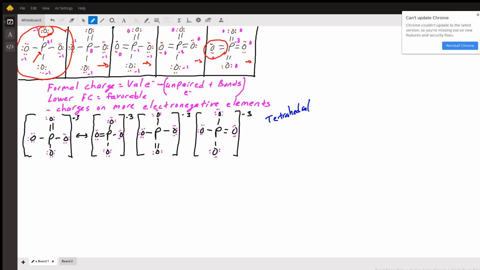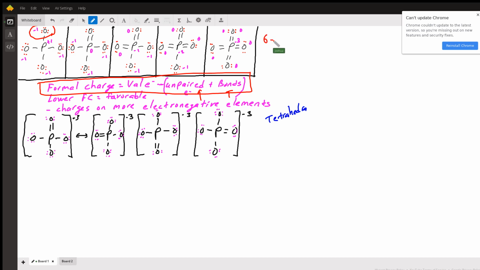Phosphorus can have variety. So if we go through the options, we can see that formal charges have been assigned according to this method here. You subtract from the valence electrons the number of unpaired electrons and the number of bonds. So for example, this oxygen right here has 6 valence electrons. It has 6 unpaired electrons, and it has 1 bond. And so that gets an overall formal charge of -1.